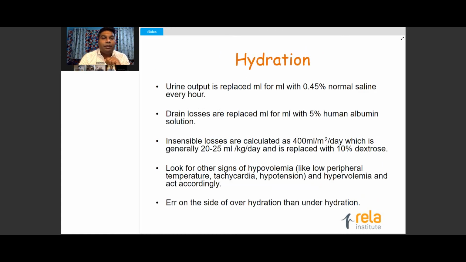Usually we replace the urine output with 0.45 saline, and the drain usually we replace with 5% albumin, because the ascitic fluid is rich in albumin. And then I think all these things are covered by Dr. VC. So it's always better to overhydrate them than underhydrate, because it's always a problem. When you have a doubt, it's better to be on the hydration side.